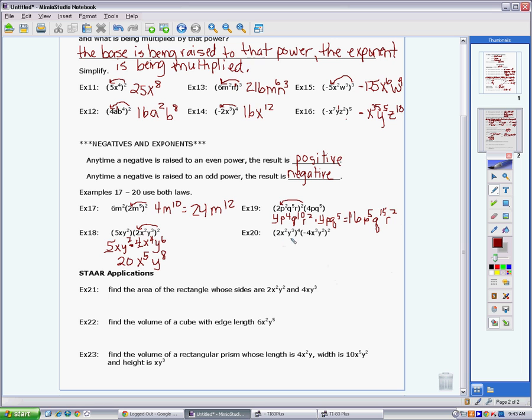Number 20, I have exponents on both of them, so we work left to right. So I'm going to apply 2 to the 4th power, and 2 to the 4th power is going to be 16. And multiply my exponents, so I get x to the 8th, y to the 12th, and then I'm going to apply the exponent in the second parenthesis, so negative 4 squared is going to be positive 16, and multiply my exponents, x to the 6th, y to the 4th, and now I'm going to multiply those together.